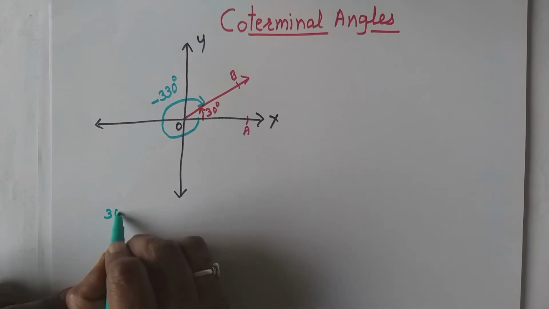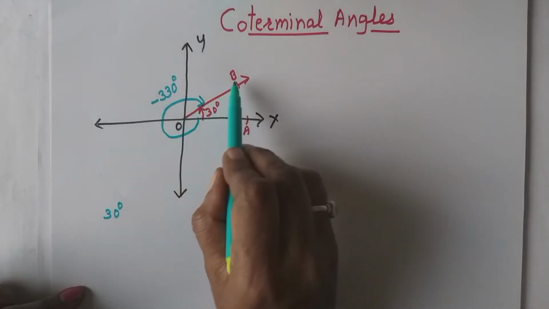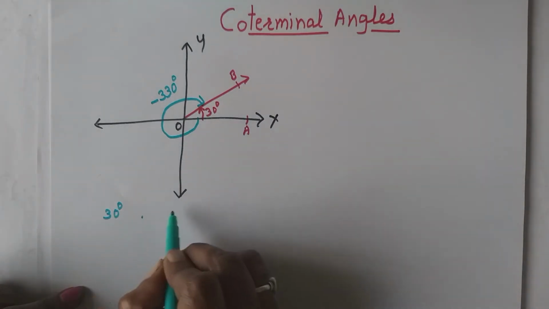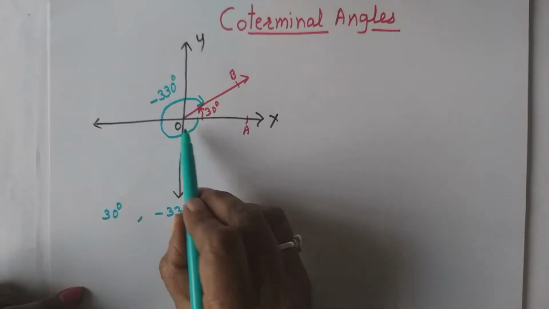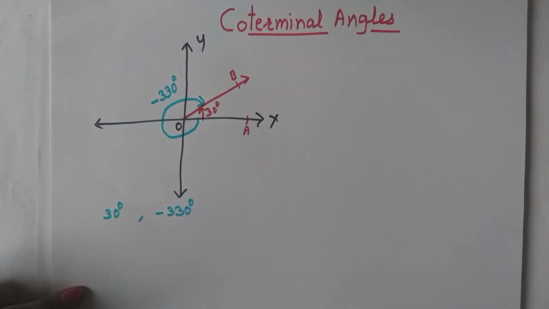Now, see for the angle of 30 degrees, the initial arm is OA and the terminal arm is OB. And for the angle of minus 330 degrees, here also the initial arm is OA and the terminal arm is OB. This is the similarity between these two angles: both angles have the same initial and terminal arms. And both the angles are directed angles.